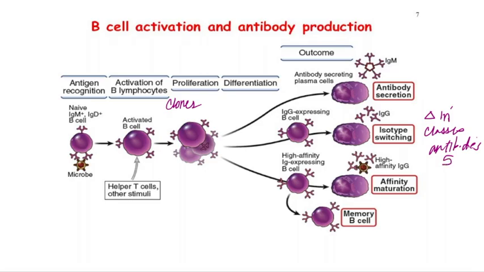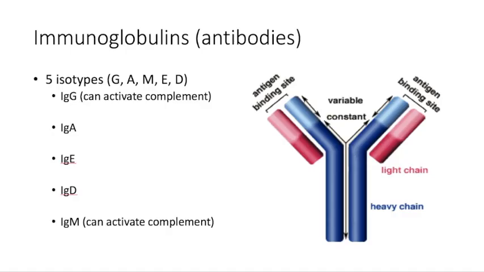And we have 5 types. So the antibodies are GAMED, is the best way to remember it. So we have IgG, IgA, IgE, IgD, IgM. There is that heavy and light chain. We have the antigen binding site. We have this variable region, and this is what ends up class switching.